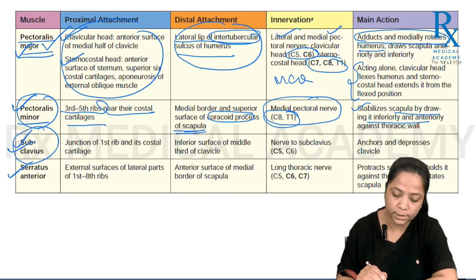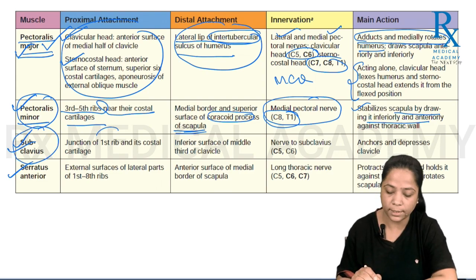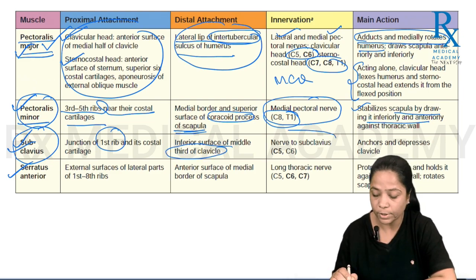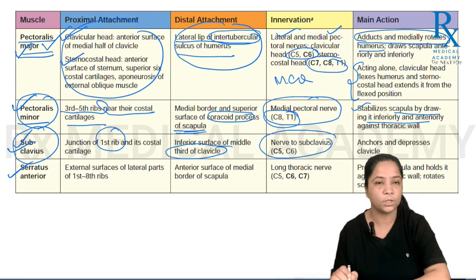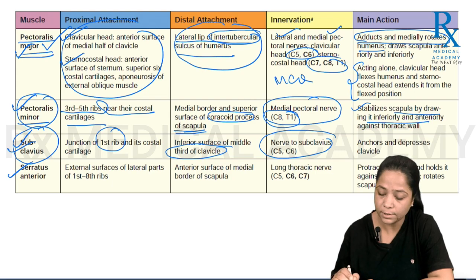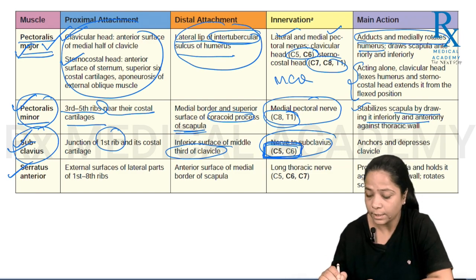Then you have a small muscle, that is your subclavius. It is arising from the first rib, getting inserted onto the subclavian groove of the clavicle. The nerve supply of this muscle is the nerve to subclavius, that is also arising from the upper trunk of the brachial plexus, and the nerve root value for this nerve to subclavius is your C5 and C6. It anchors and stabilizes the clavicle.